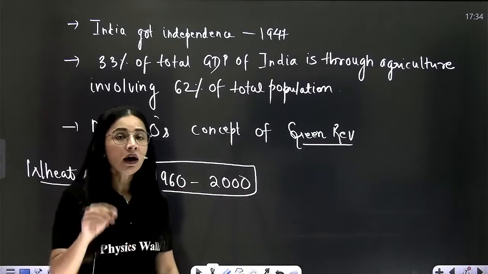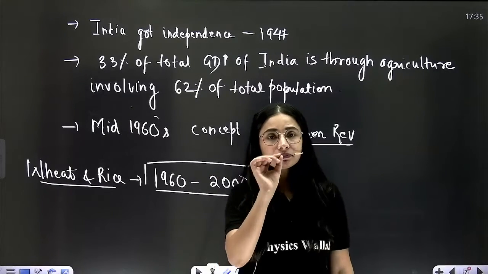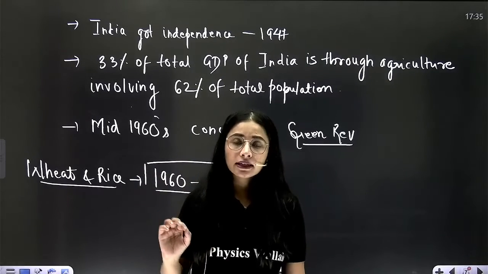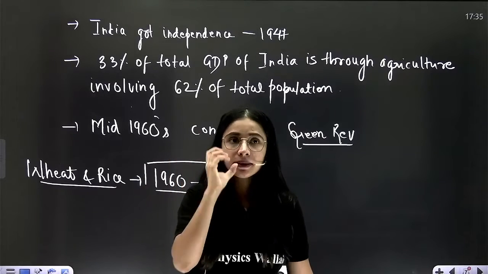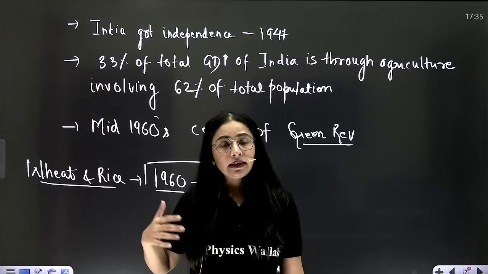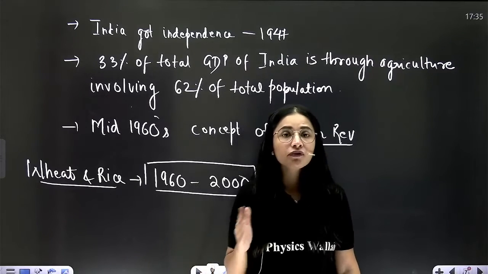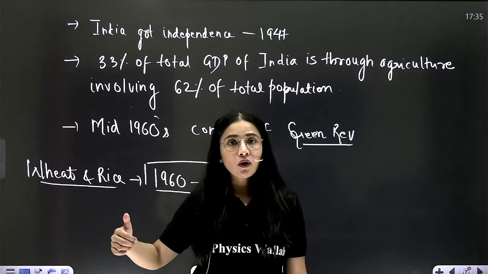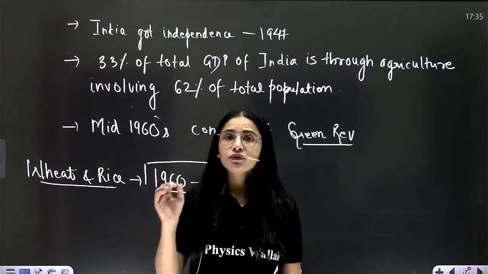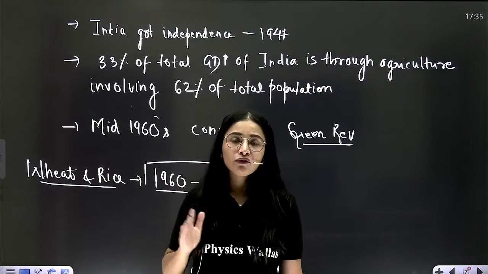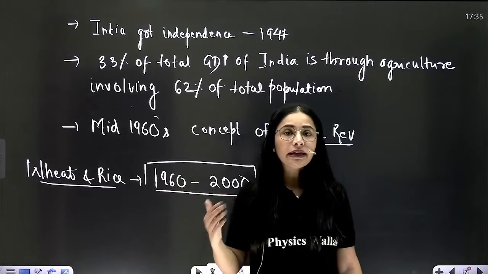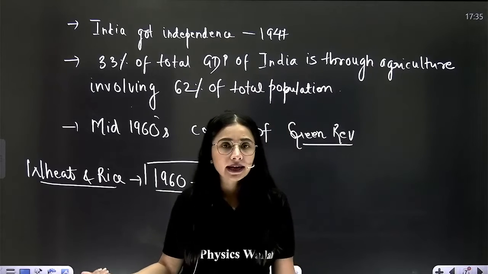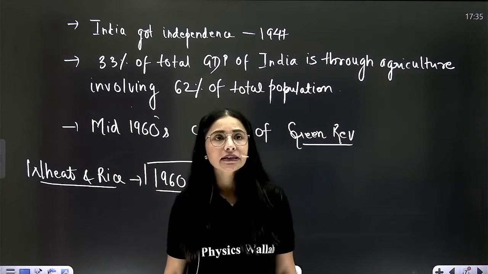Norman Borlaug developed the semi-dwarf wheat variety at the Mexico Center. Then later on, those hybrid varieties with the names Kalyan Sona and Sonalika were introduced in the northern belt of our country. Later on, more semi-dwarf varieties of rice were also developed with the names IR8 and Taichung Native 1. Later on, two hybrid varieties of rice, Jaya and Ratna, were introduced again in India, which helped in increasing the production.